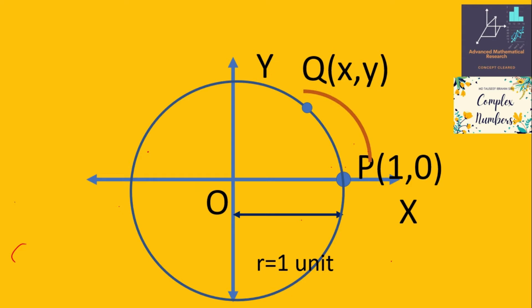Now how did we obtain Q? We obtained Q by rotating point P by an angle theta. So this angle is theta. So we can say that point Q is also a complex number. Now how can we represent this complex number? Now let's use the notation.